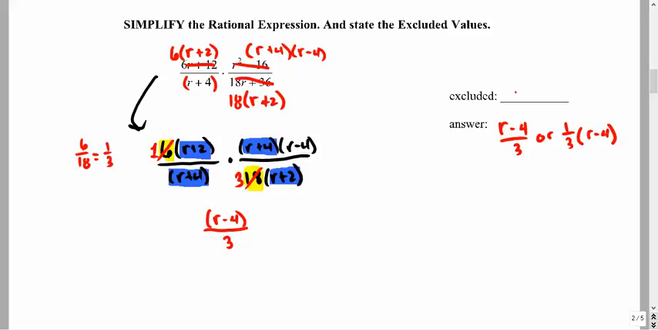Once again, we have to do our excluded values. This time it's the variable r. R cannot equal. Go back up here to the original problem. R plus 4 cannot equal 0, and I only need to do this little part right here. R plus 2 cannot equal 0. Solve those real quick. Subtract a 4, so r cannot equal negative 4, and r cannot equal negative 2.